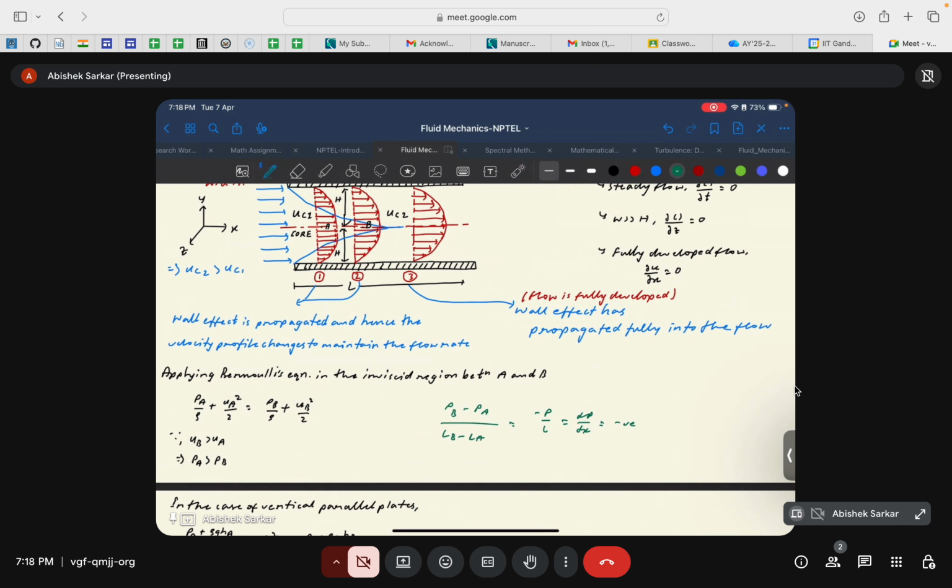Okay, so the negative pressure gradient indeed acts as a favorable pressure condition, or favorable pressure gradient, to actuate the flow or to encourage the flow in the positive x direction. Okay, I hope this is clear. Favorable pressure gradient. Okay.